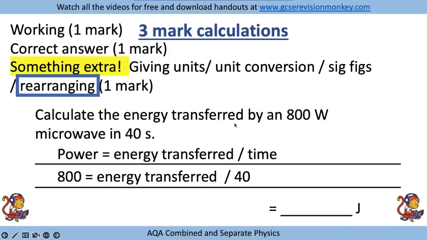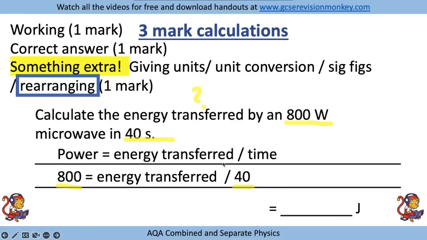So this time we've been given the power and we've been given the time, but we don't know the energy transferred. So write down the equation, power equals energy transferred over time. Write in the numbers for power, write in the words for energy transferred, write in the number for time, and then that will at least get you that first mark.